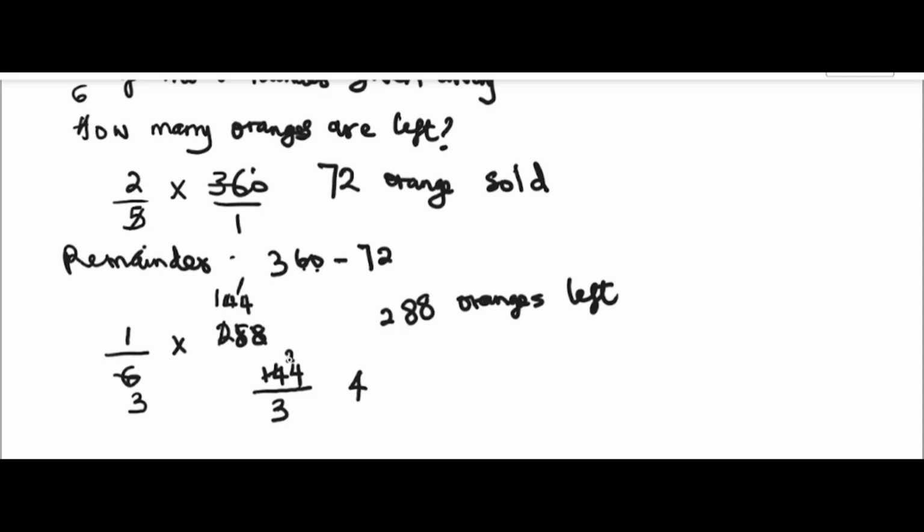46 oranges. So she gave away 46 oranges. So we go to the information chart and we tick that one. So what is the next thing? How many oranges are left?